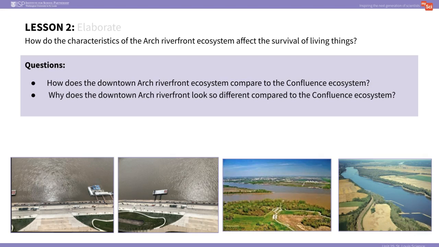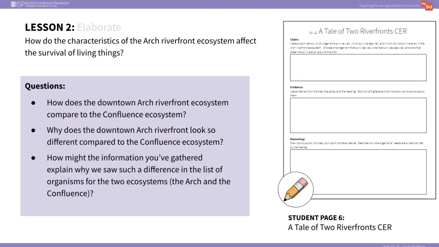They'll talk about the list they saw at the very beginning of this lesson that showed the different animals that live at these two very different riverfronts, and they'll talk about the characteristics that the animals living at these riverfronts need to survive. Students will then work in groups to construct an argument about the organisms that survive well, those that survive less well, and those that do not survive at all at the Arch Riverfront ecosystem.